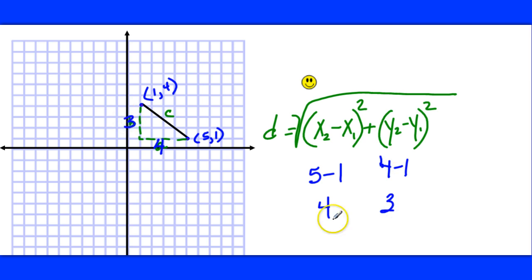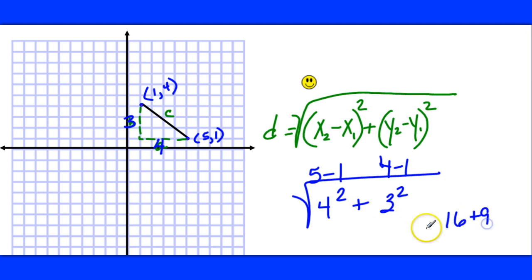Now the Pythagorean theorem. A squared plus b squared. Take the square root. A squared is 16. B squared is 9. 16 plus 9 is 25. Square root of 25 is 5. The distance here is 5. Okay?